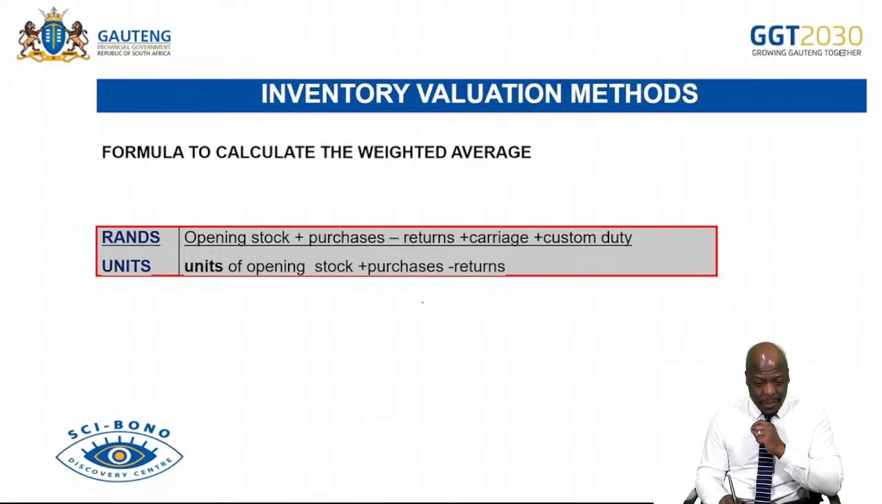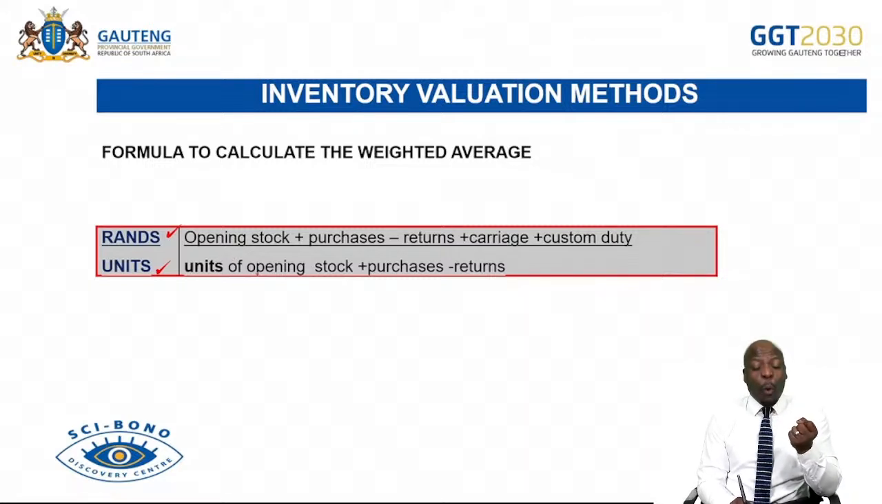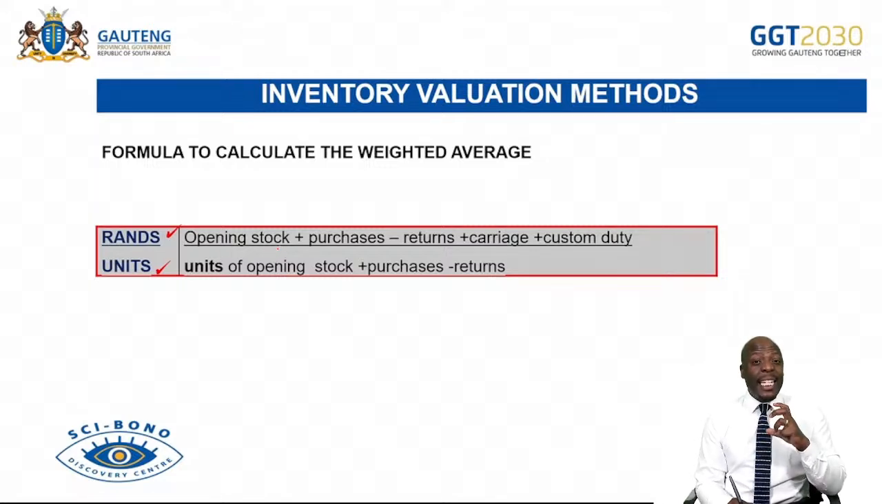The formula is rands over units. So we're going to divide our rand values with our number of units such that we can get the average price. In the previous week, I don't know if you still remember, I was able to calculate cost of sales.